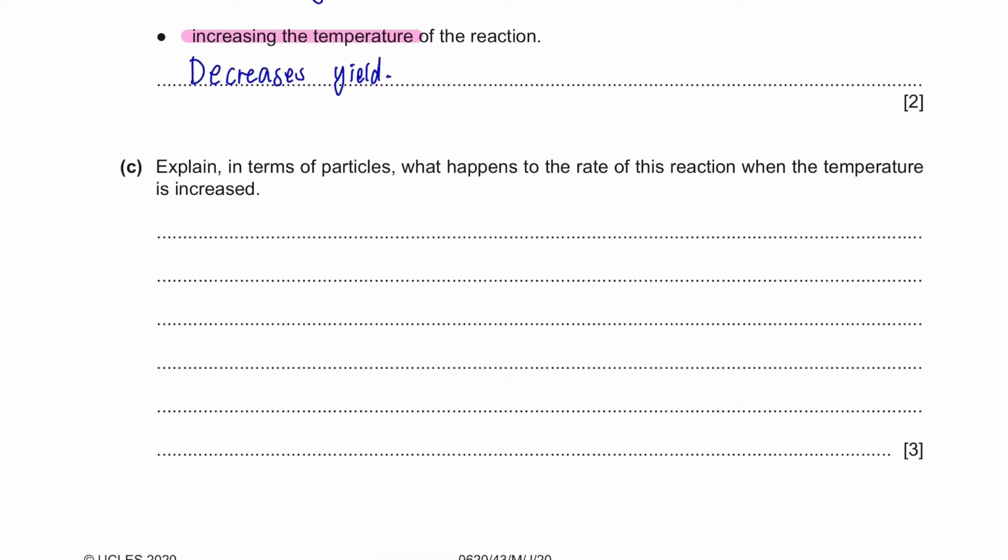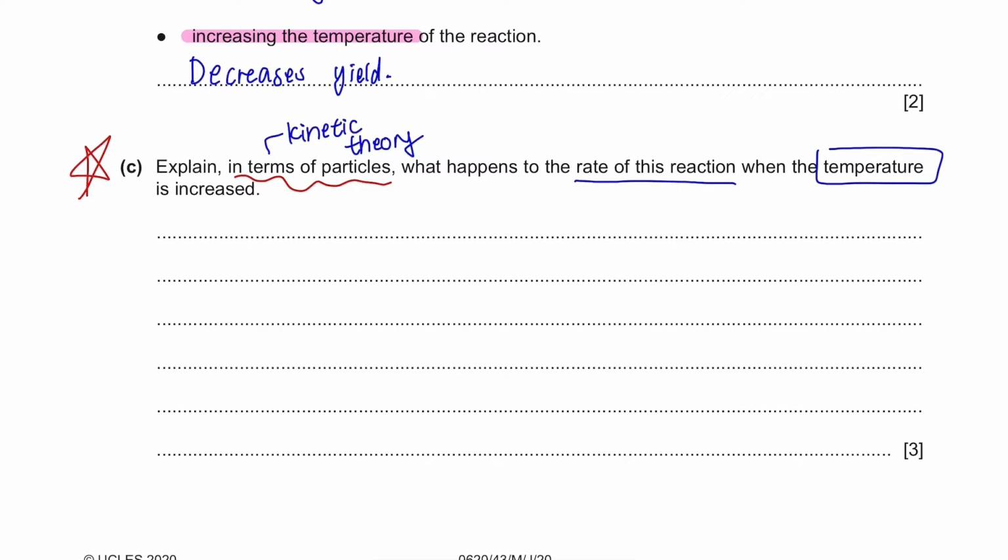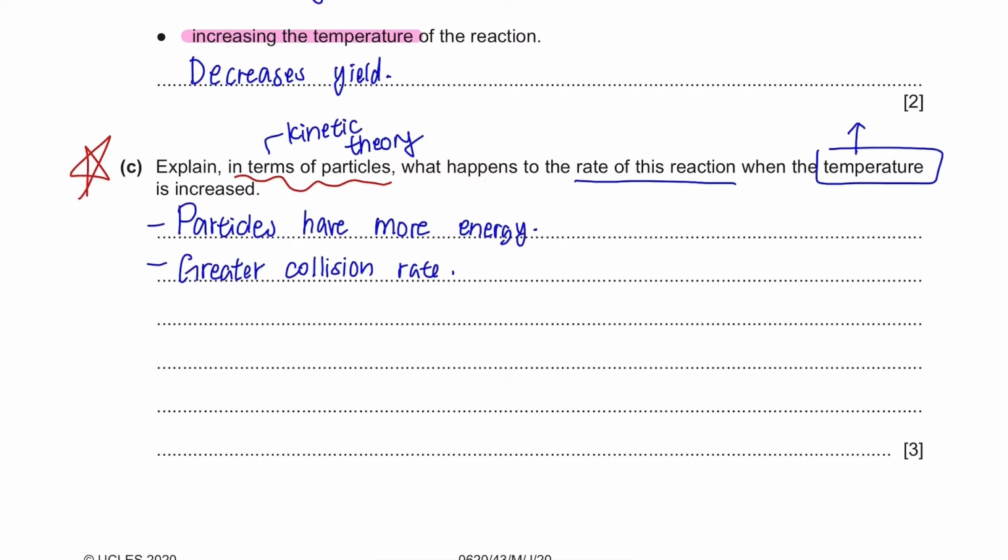Part C. Explain in terms of particles what happens to the rate of this reaction when the temperature is increased. So this question comes out every time. Since they mentioned in terms of particles, you have to talk about the kinetic theory. Firstly, because the temperature is increased, the particles will have more energy. And if they have more energy, there will be more collisions per second, or you can say that there is a greater collision rate. As a result, more particles will have energy higher than the activation energy, or a higher rate of successful collisions, so the rate of reaction will be increased.